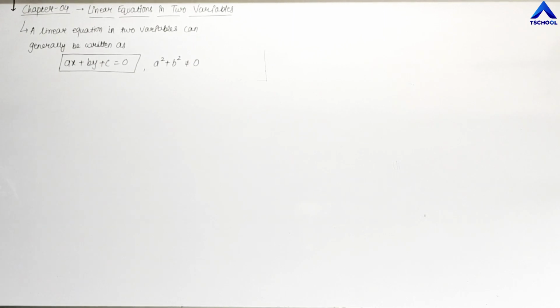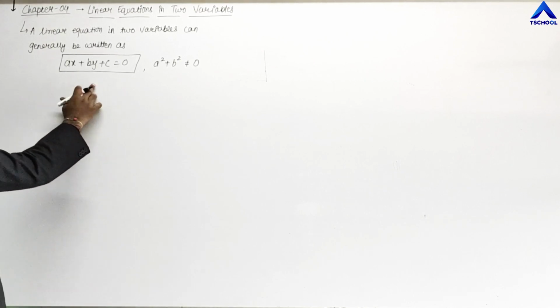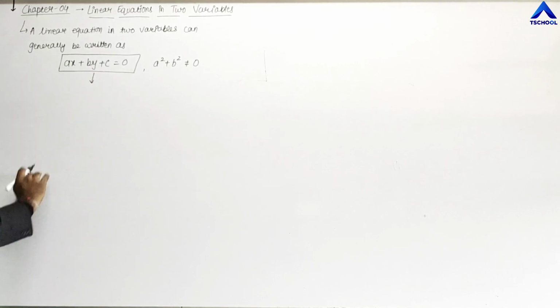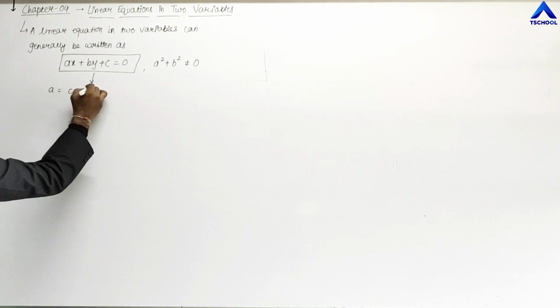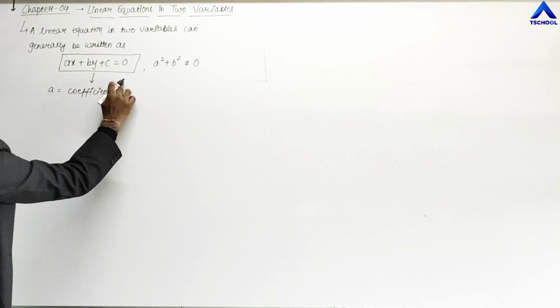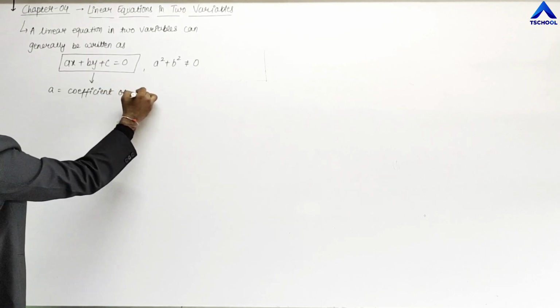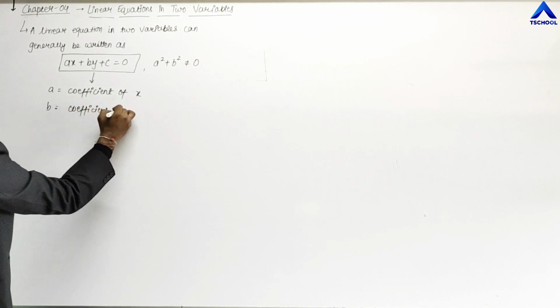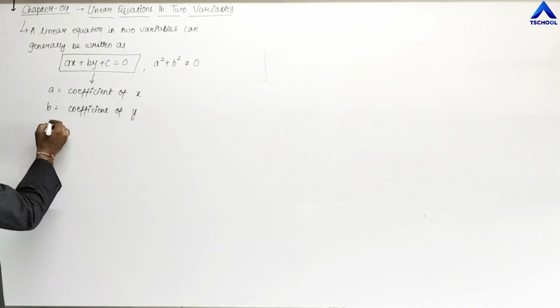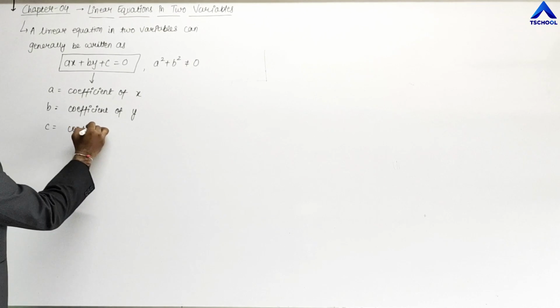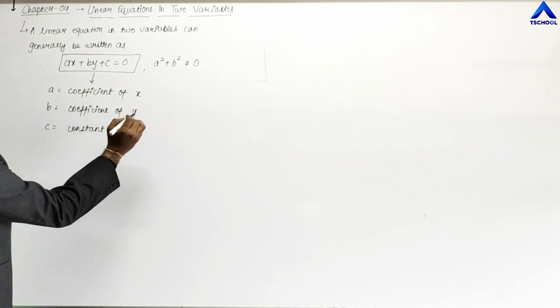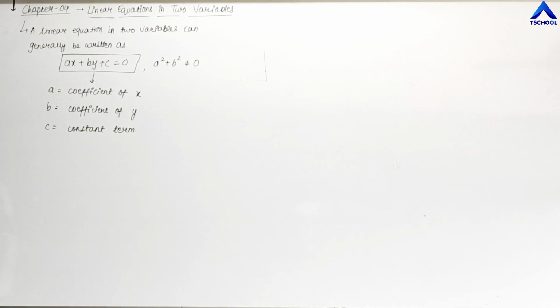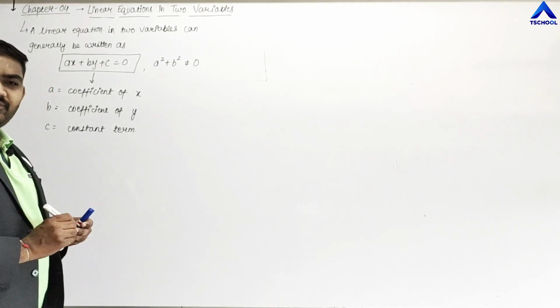The first thing that will come to you is how to write down some examples in the general form and find out the values of a, b and c. So friends, here you can say that a is the coefficient of x, b is the coefficient of y, and c is the constant term, right? So you just need to take out these coefficients of x, coefficients of y and the constant term from the given examples, or from the given equations.